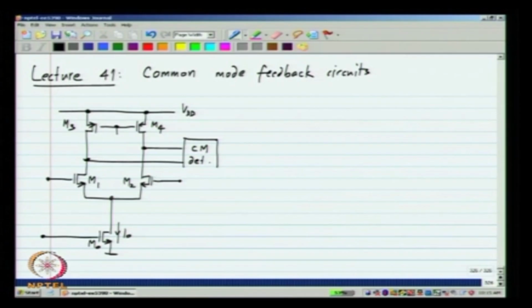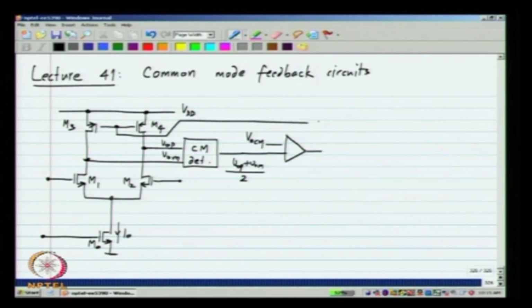We have a common mode detector, that is, we have something that measures the common mode voltage, compares it to a desired common mode voltage VOCM, and continuously increases or decreases the gate of M3 and M4 in a direction such that the detected common mode voltage converges to the desired voltage VOCM. It is a classic negative feedback circuit.